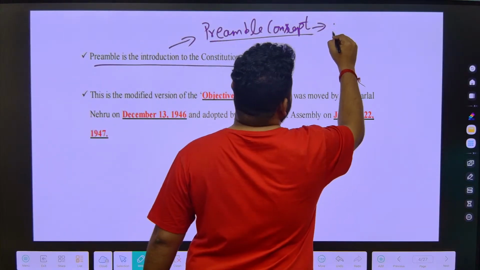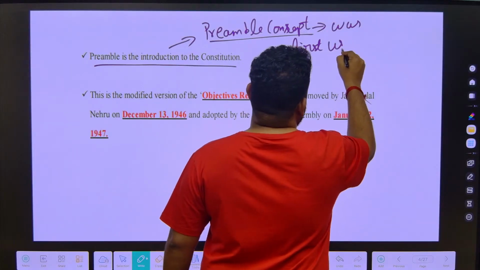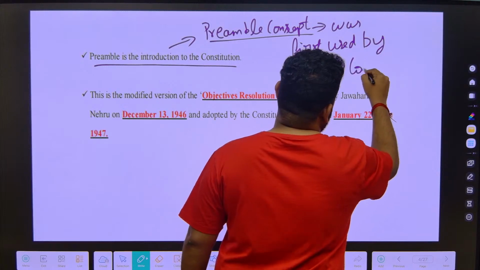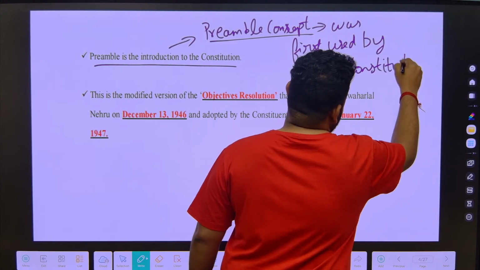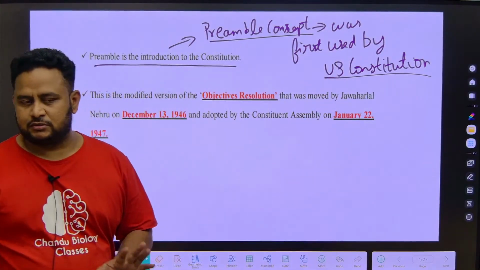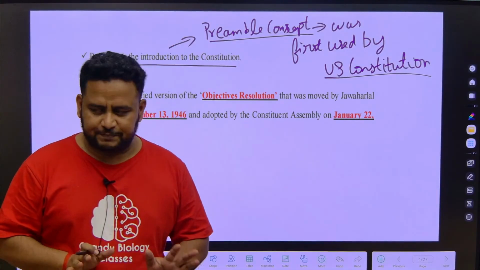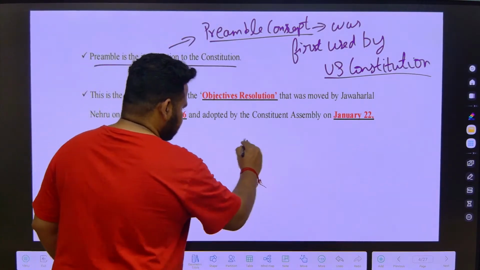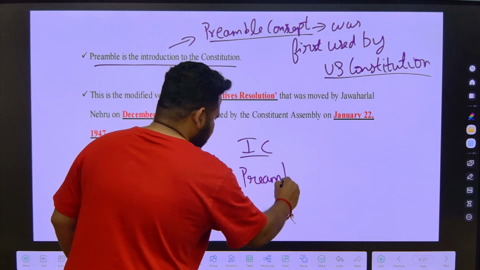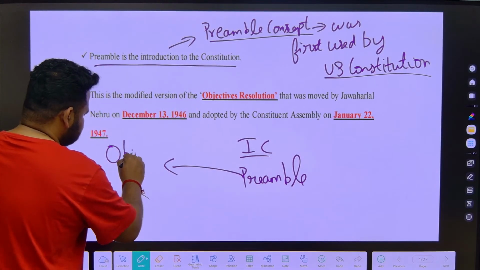The preamble concept was first used or conceptualized by the US Constitution. So first of all, our Indian Constitution has a preamble, but before the preamble, we have something called the objectives resolution.